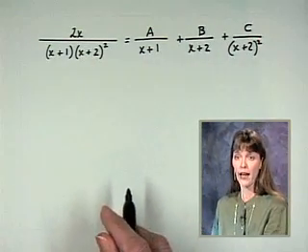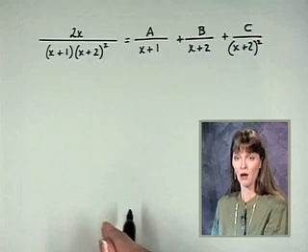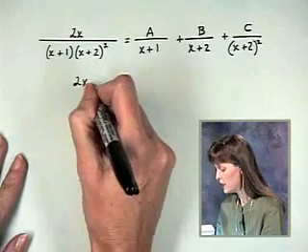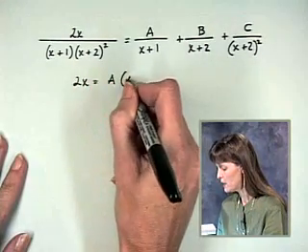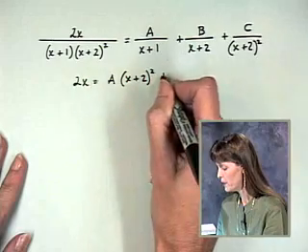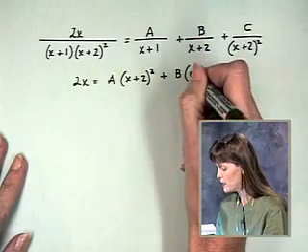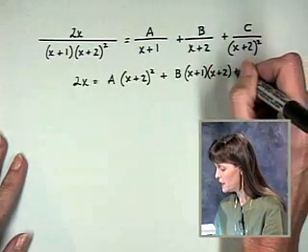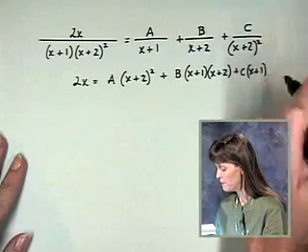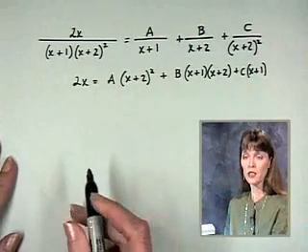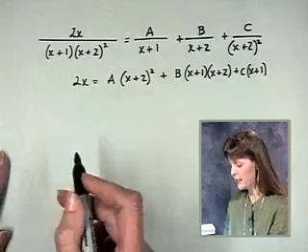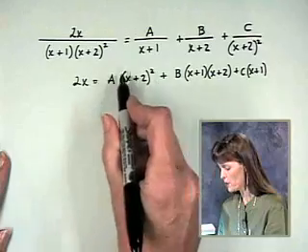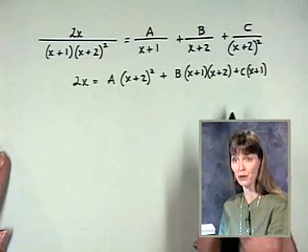Using the same process as we had previously, we'll multiply through by the least common denominator, which is this denominator. That gives us 2x equals a times (x plus 2) squared plus b times (x plus 1) times the other power of (x plus 2) plus c times (x plus 1). Now we need to use the same idea as we had previously. That is, let's see what happens if we take the values which make these parts of the expression equal to 0 in order to simplify.